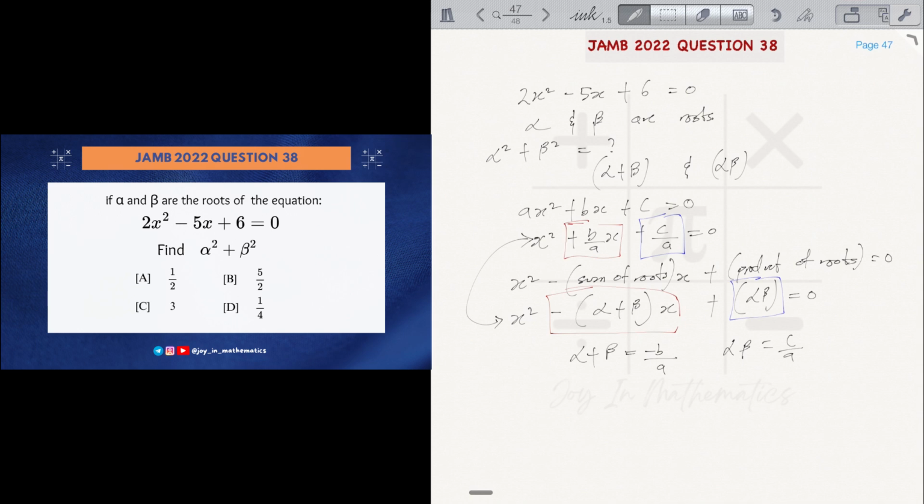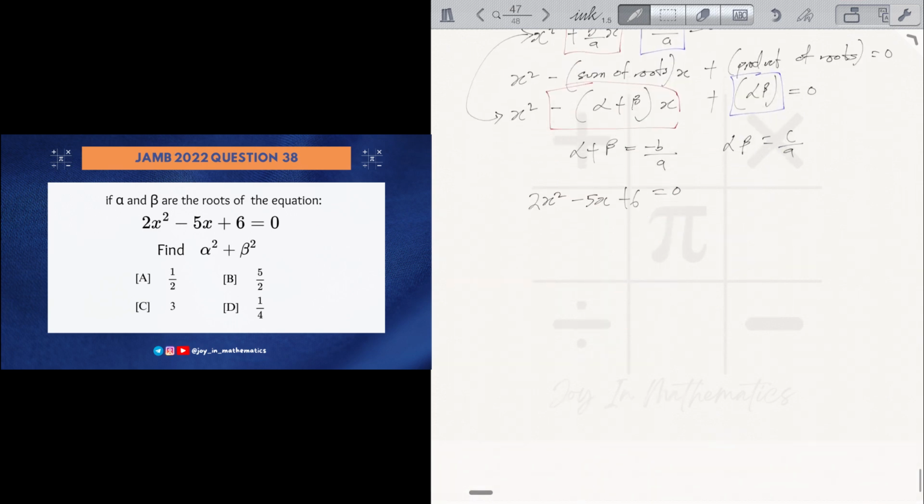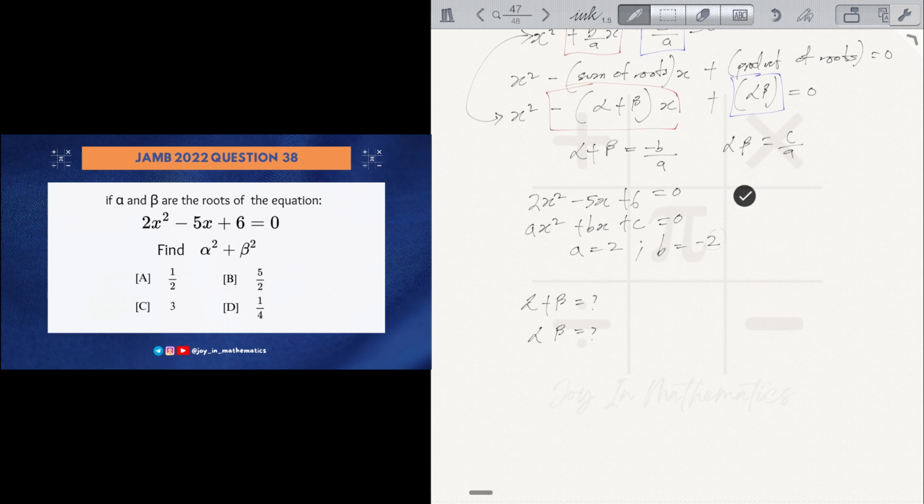Now let's look at 2x squared minus 5x plus 6 is equal to 0. So the sum of roots alpha plus beta is what? Alpha beta is what? Before that, we have to know what is a, what is b, and what is c. So this is comparing to ax squared plus bx plus c is equal to 0. We know that a is equal to 2, b is equal to minus 5, and c is equal to 6.